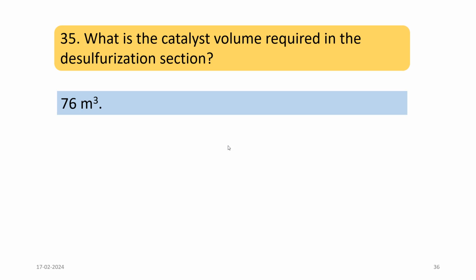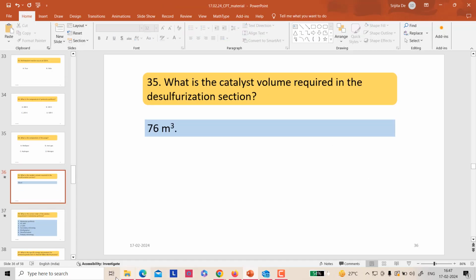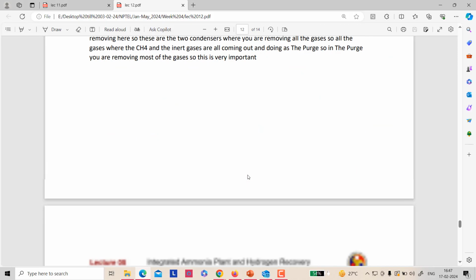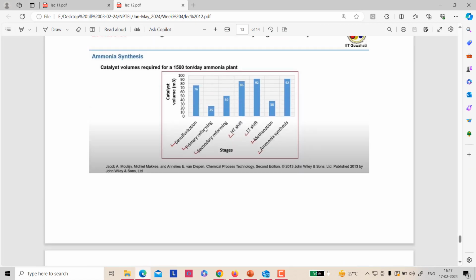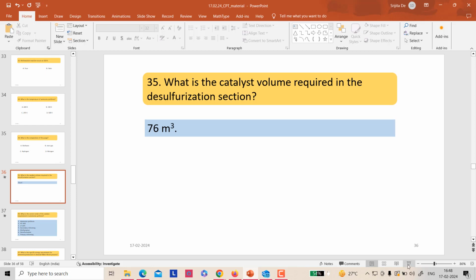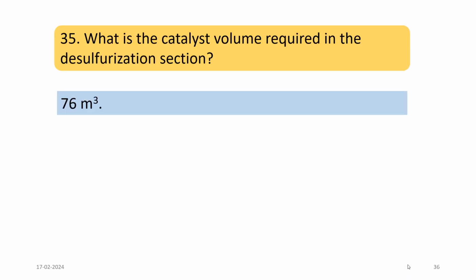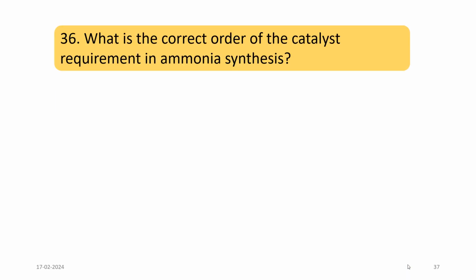So here the answer will be 76 meter cube. So it is given in the chart. So in the desulfurization case, the catalyst volume will be 76 meter cube. Okay. Next question is what is the correct order of the catalyst requirement in ammonia synthesis?